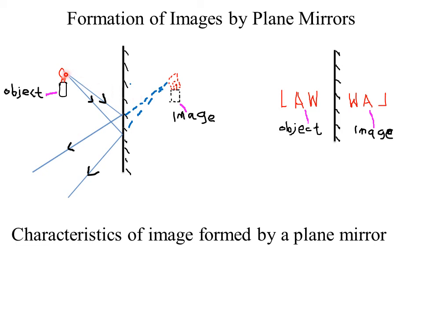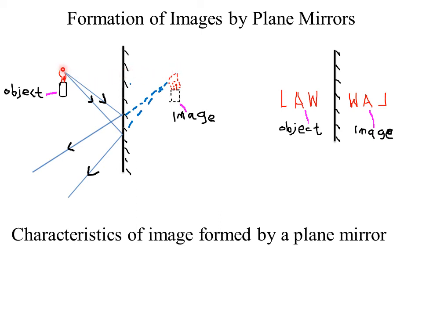This is what we mean, that the distance from the object to the mirror is the same as the distance from the mirror to the image. So the first characteristic is that the image is as far behind the mirror as the object is in front of the mirror. Another way of saying the same point is that the image distance equals the object distance measured from the mirror. Remember we said the object distance is the distance from the object to the reflecting mirror. Then the image distance is the distance of the image from the reflecting mirror or the reflecting surface.